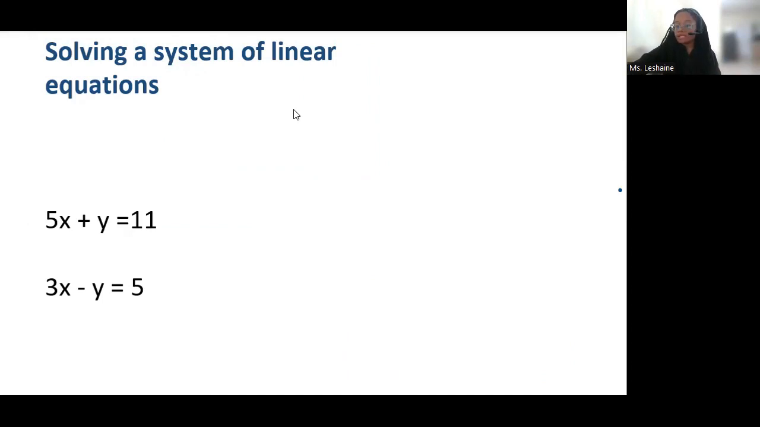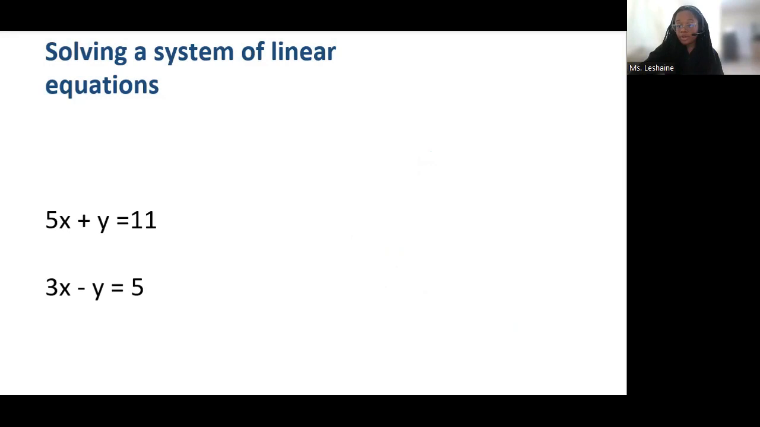Hello, today we'll be solving some simultaneous equations. You may also know about them as systems of equations. It's the same thing. Now, the method that we'll be using is the elimination method. And as the name suggests, we are going to be eliminating some terms. Now, how do we do this?